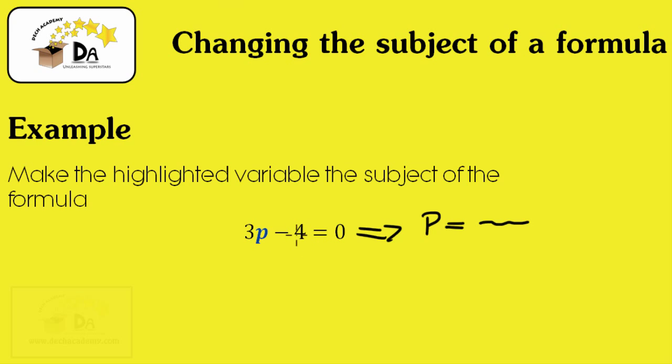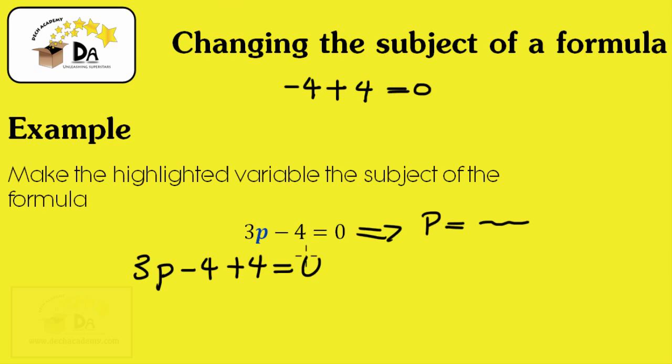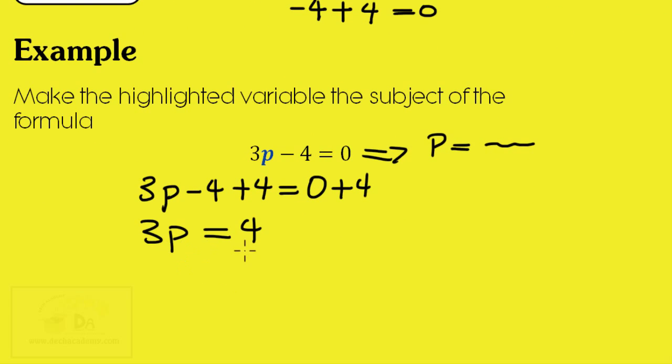To start with, let's get rid of the minus 4. Now you can do this by adding 4 to both sides, because minus 4 and 4 are the additive inverses of each other, which means their sum is 0. So 3p minus 4 is the original left hand side. We're now adding 4 to the left hand side, and to the right hand side we're also adding 4. This preserves the equality. Simplifying gives 3p equals 4, but at this point we're still not in the form we want. We want p equals something.